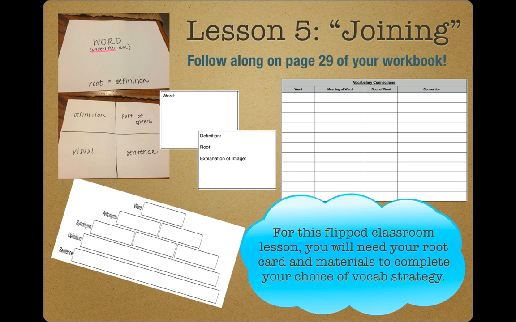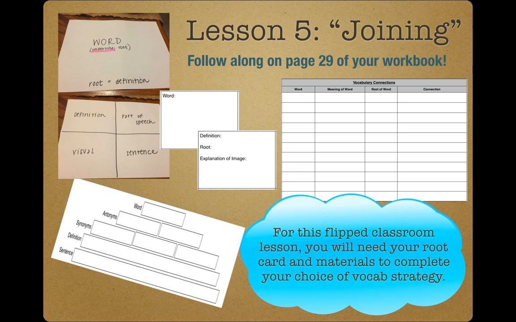Today's vocab lesson is on lesson 5, and these words are all about joining. We're on page 29 of your workbook, and this lesson is going to be a little bit different because instead of requiring you to do a certain vocab strategy to help you study, you actually get to choose which of the 4 strategies you would like to use. So you need to have out your root card because we will be adding to that. And then you need whatever materials are necessary to complete your choice of vocab strategy.